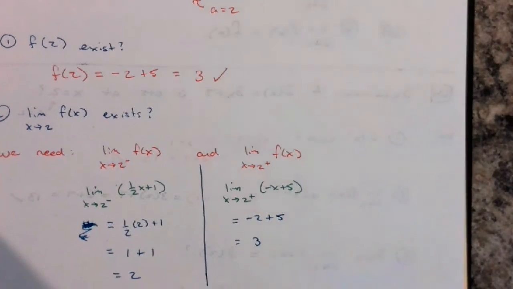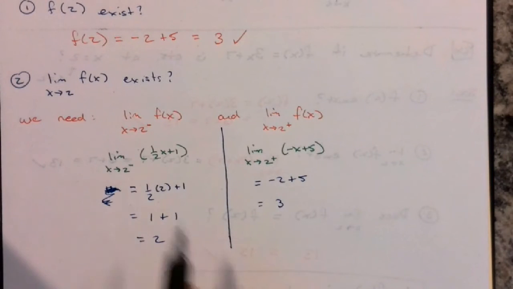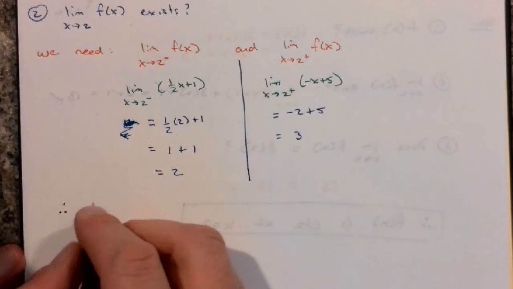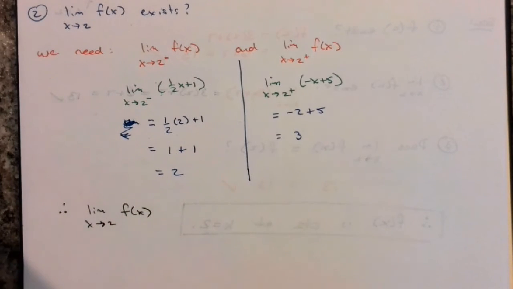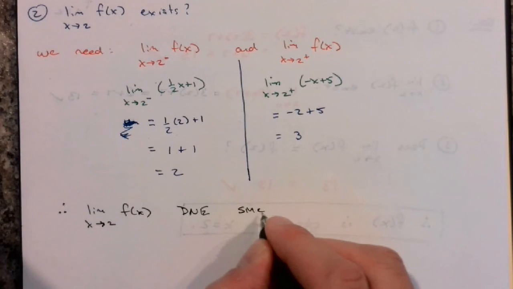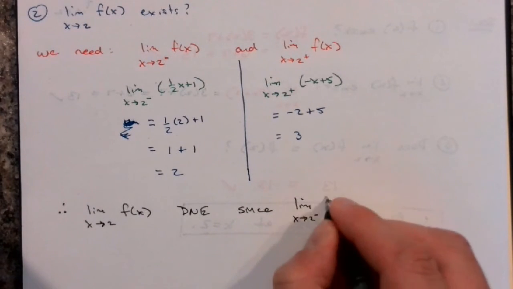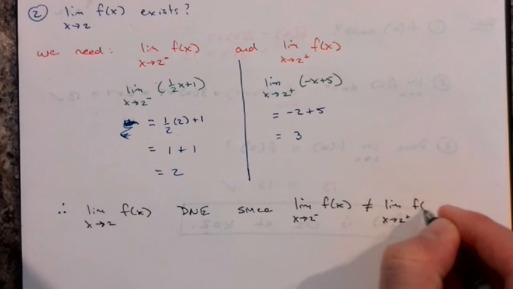So does this limit exist? That's what this is really asking us to find. For this limit to exist, coming from the left side has to be equal to coming from the right side. And since they're not, the limit does not exist. So just as a quick summary, therefore, the limit as x approaches 2 of f of x, and we'll use DNE for does not exist. The reason it doesn't exist is that the limit as x approaches 2 from the left side of f of x does not equal the limit as x approaches 2 from the right side of f of x.